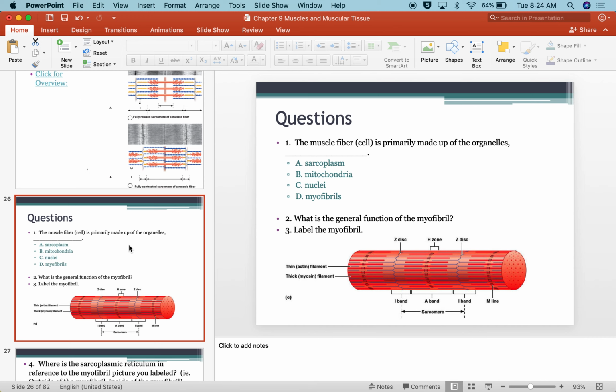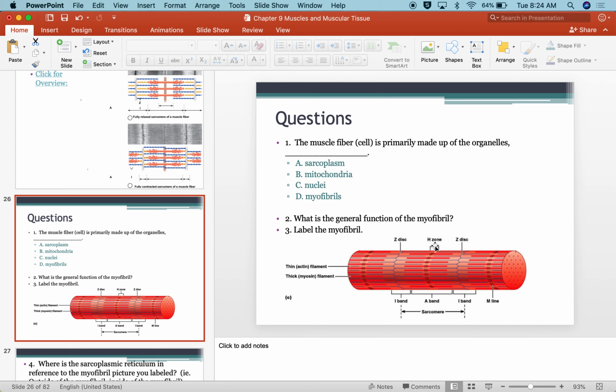When you're looking at this, the biggest thing with labeling the myofibril is being able to identify this Z disc. The M line, which I didn't talk about yet, is the middle of the sarcomere, M for middle. The A band goes around the M line and it spans the myosin, and then the I band is the light band and it goes around the Z disc. So find a blank myofibril and try to label those things.